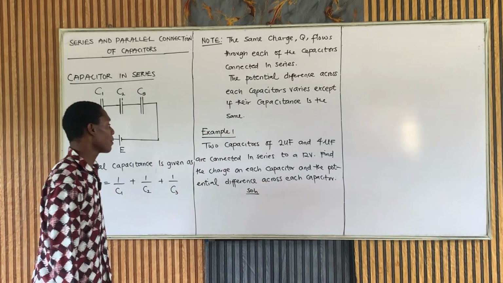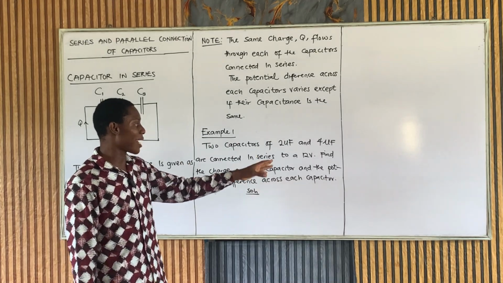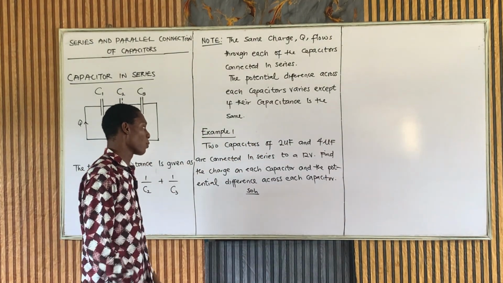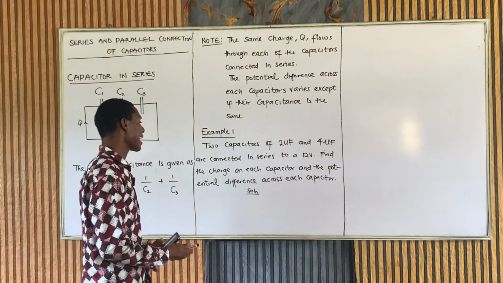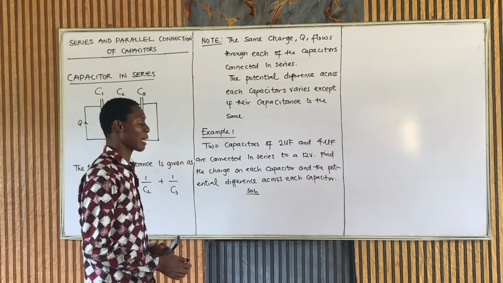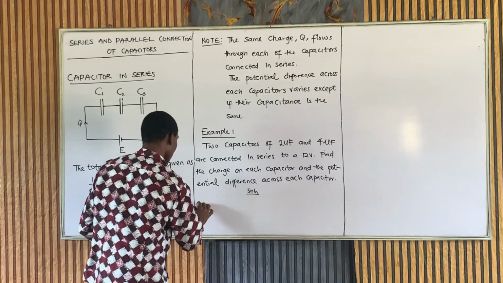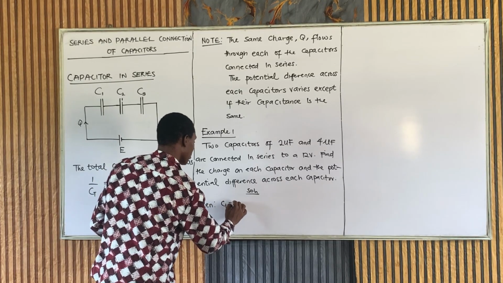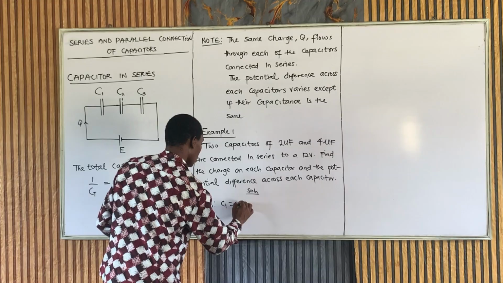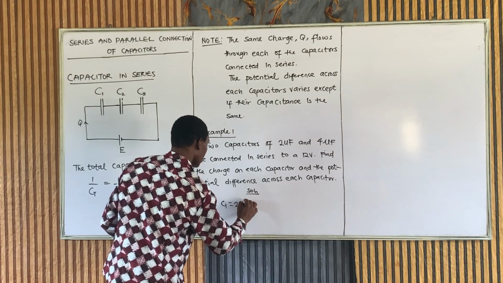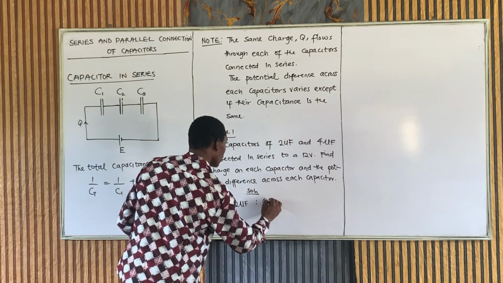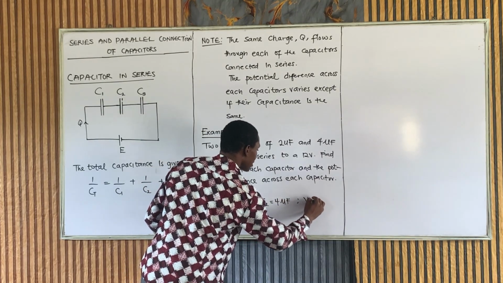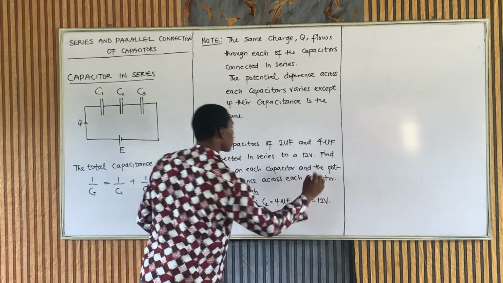Let's take an example now. Two capacitors of 2 microfarad and 4 microfarad are connected in series to a 12 volt source. Find the charge on each capacitor and the potential difference across each capacitor. So let's take this question. What are we given? We are given C1, which is 2 microfarad. We are given C2, which is 4 microfarad. And we are given our voltage, which is 12 volts.